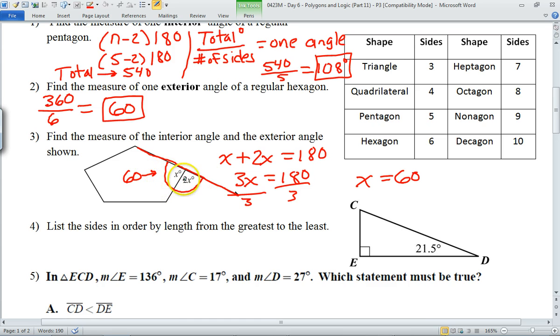Okay? So instead we had to use this straight line relationship and do the x plus 2x and solve it this way. So we got x equals 60. That's the interior angle. So what will be the exterior angle? 180 minus 60, which is 120. Okay, so that's what we were supposed to find, the interior and the exterior.